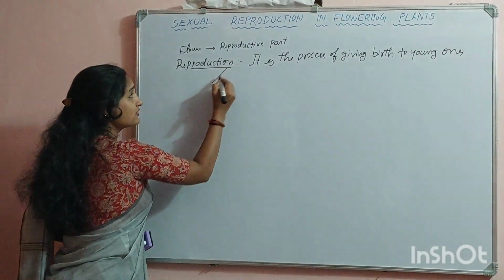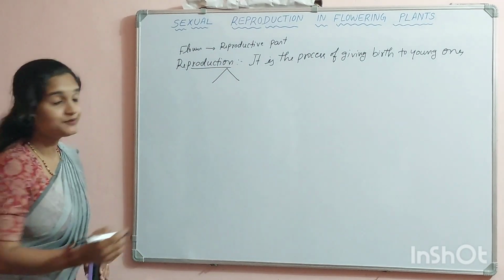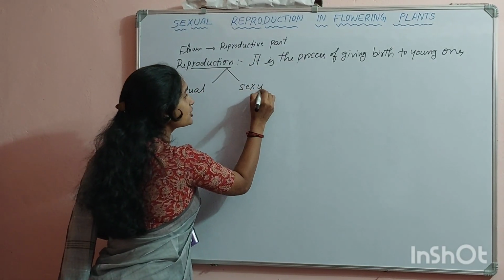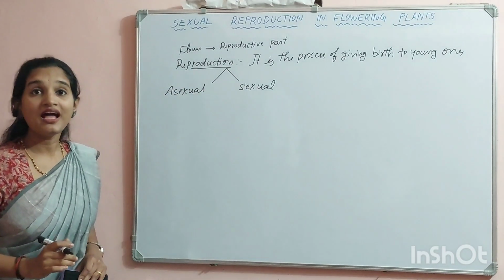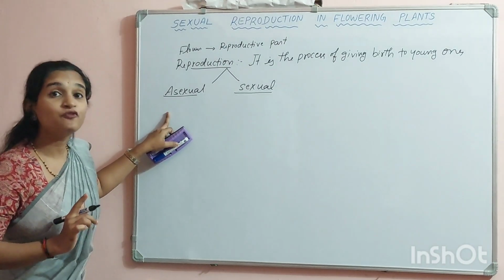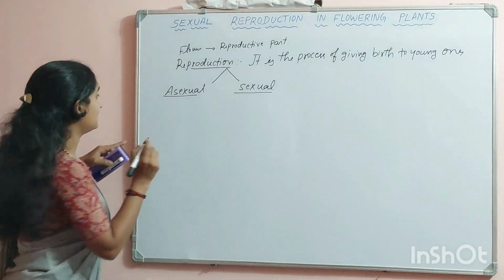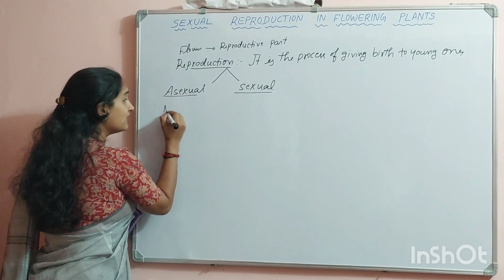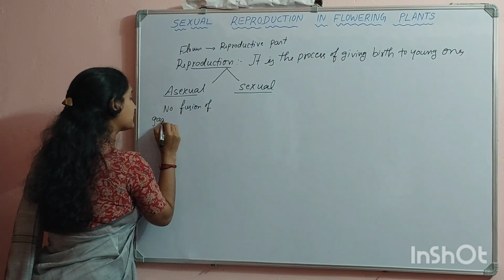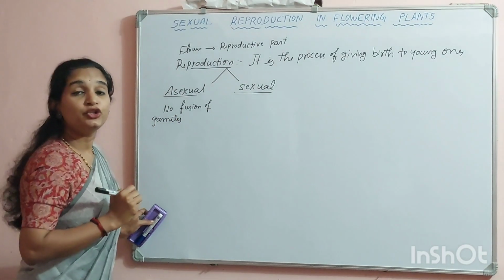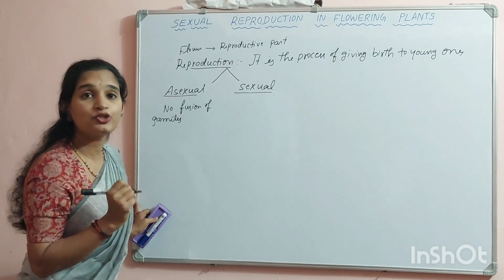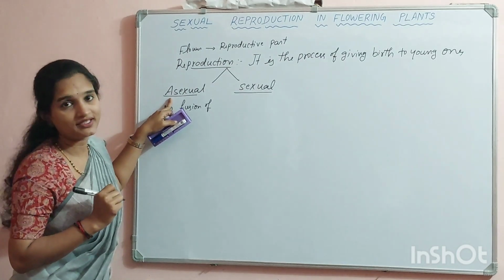This reproduction process is mainly classified into two types. One is asexual reproduction, another one is sexual reproduction. Asexual means the young ones are formed without the fusion of gametes. In asexual type of reproduction, there is no fusion of gametes. New individuals are directly formed from the parent body without the fusion of gametes, called asexual type of reproduction.